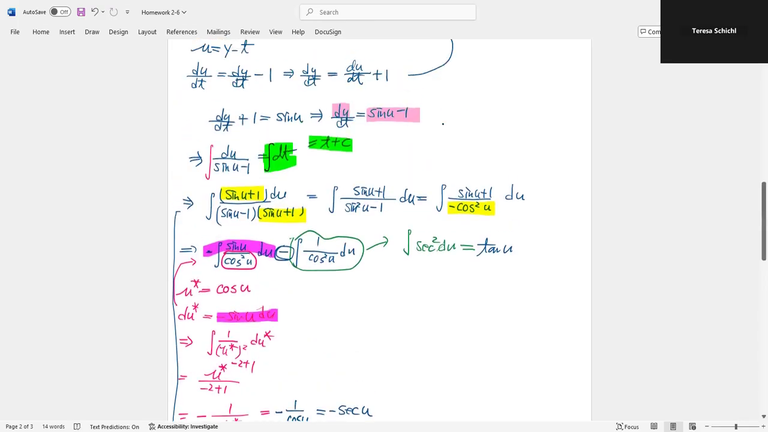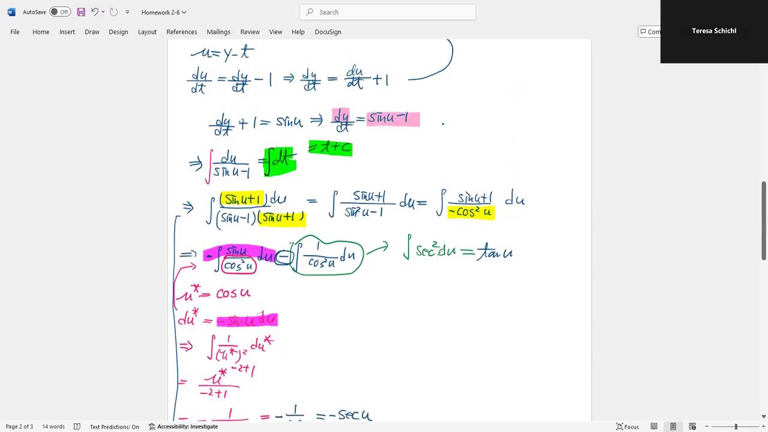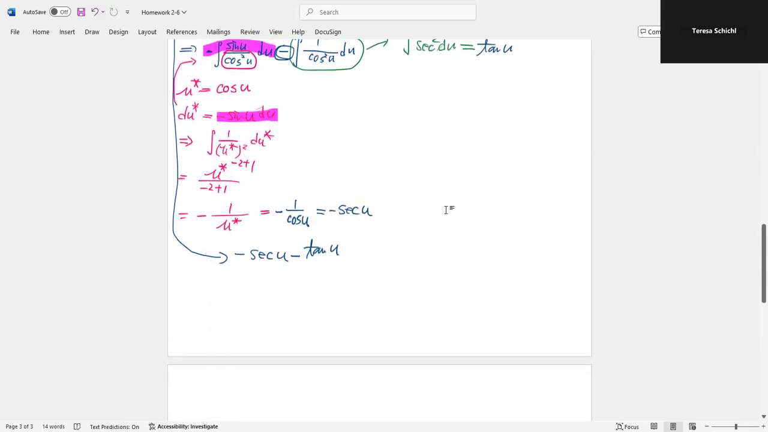So what is my right-hand side? It's t plus c, right? So it's equal to t plus c. Now I will substitute u, so negative secant y minus t, minus tangent y minus t, is equal to t plus c.